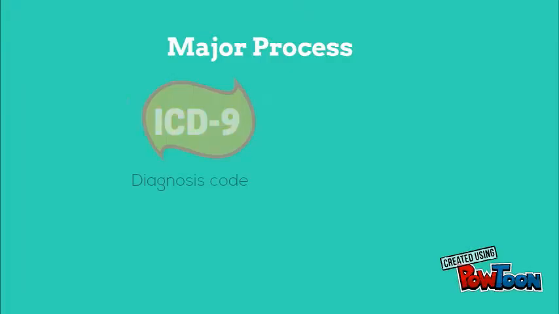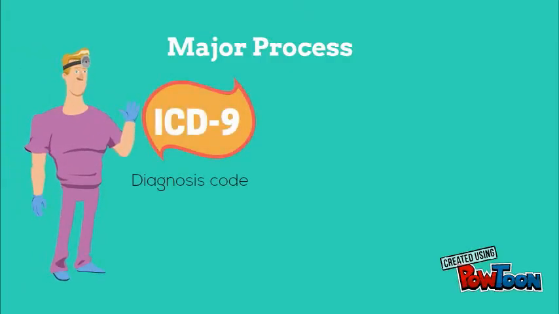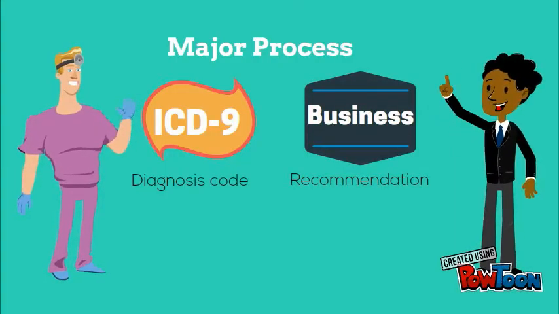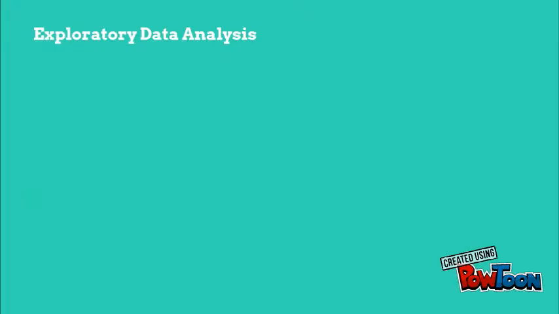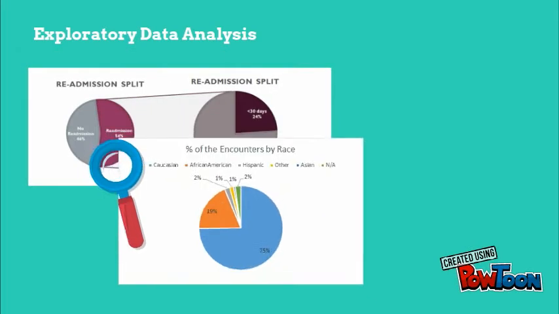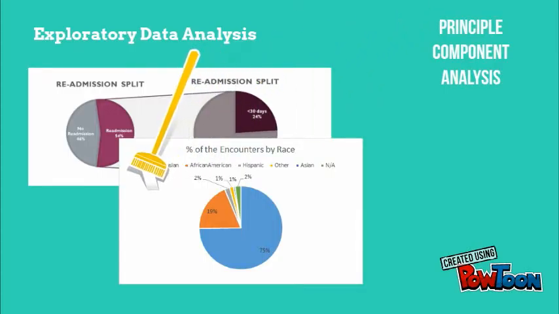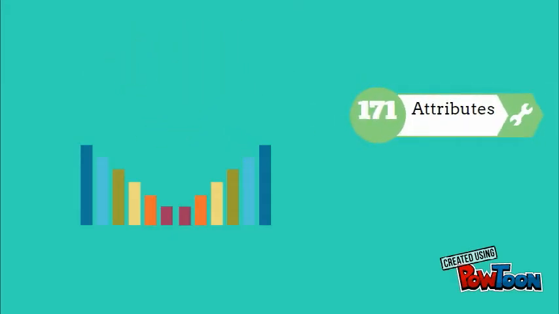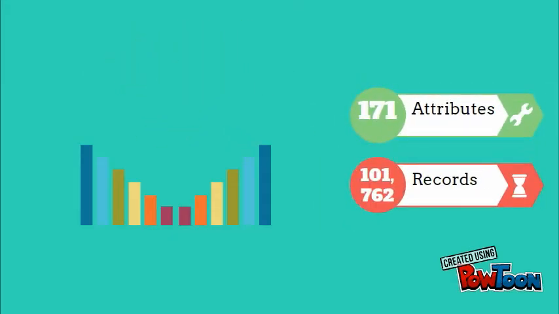Another major process was to combine the diagnosis codes based on ICD-9 codes so as to render consumable business recommendations. The exploratory data analysis identified collinearity among the variables. We hence use principal component analysis to overcome it. Boom! Our final data set to build models were ready. 171 attributes, 101,762 visits to explore and predict readmission.